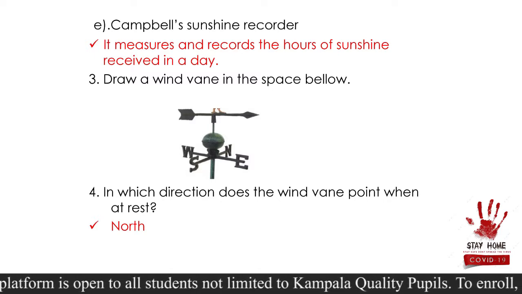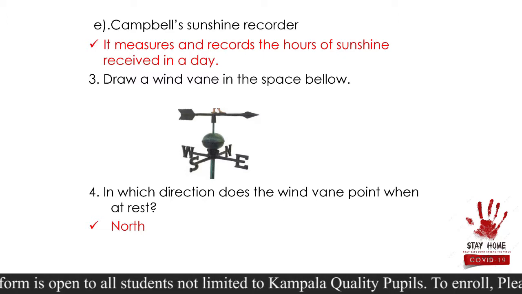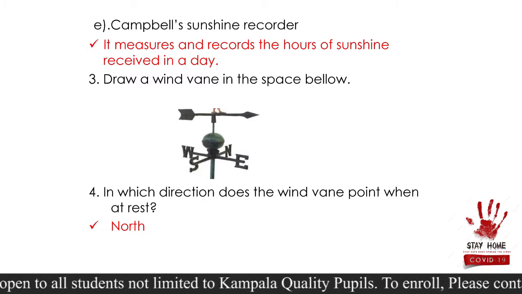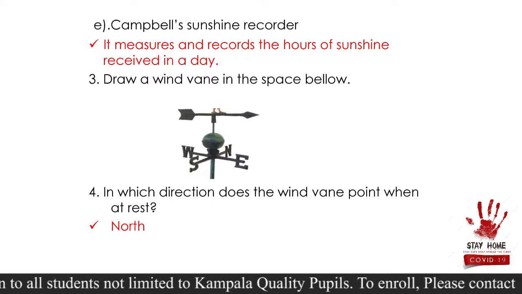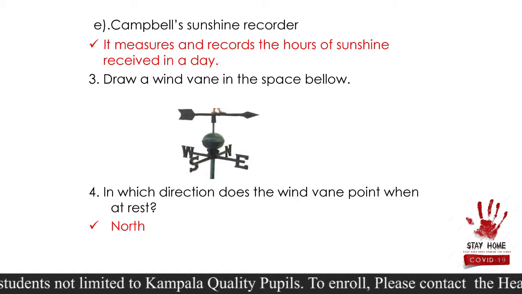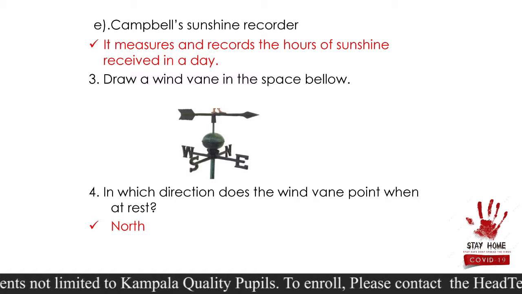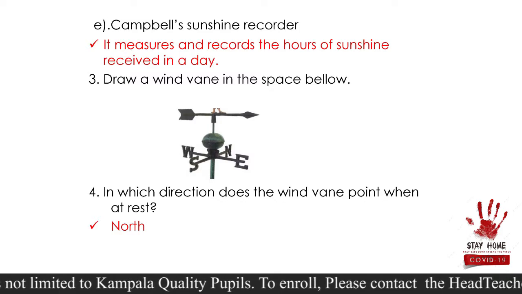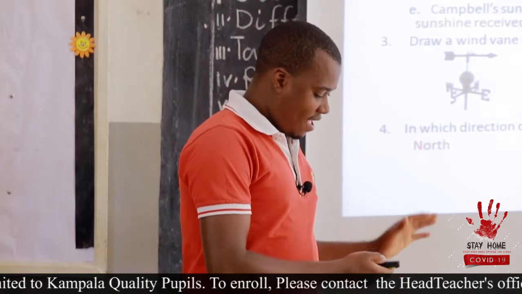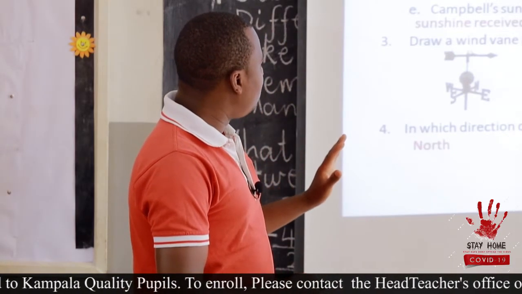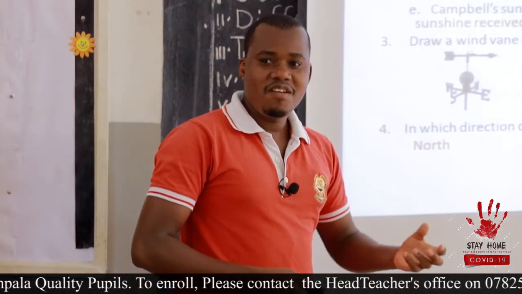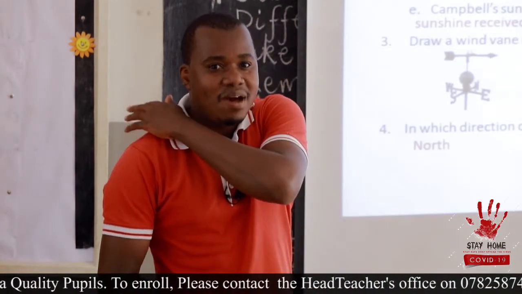Number three, draw a wind vane in the space below. So it is there. I hope you drew the same because we looked at it during the lesson. Then, in which direction does the wind vane point when at rest? The wind vane points north when at rest. At rest, I told you, it means when it is not working. It's just there. That is all. I know you must be having 4 out of 4. If you have 4 out of 4, can you pat your back?